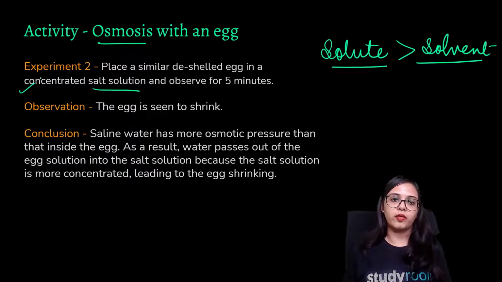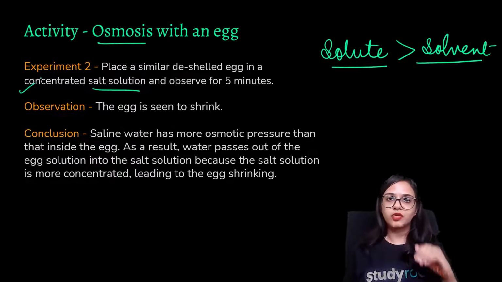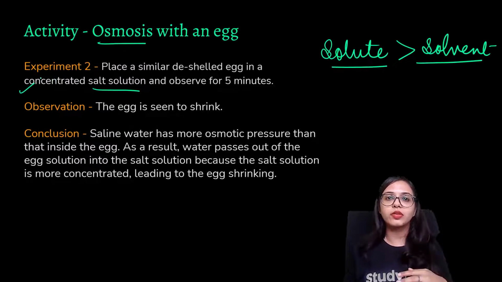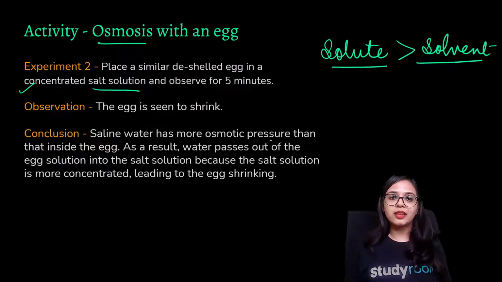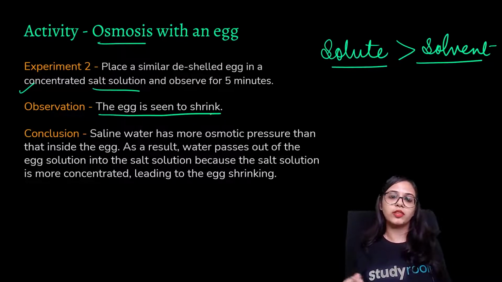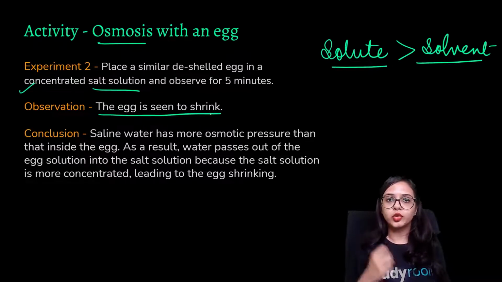And since there is less solvent, so what happens is that since osmosis takes place from high concentration to low concentration, inside the egg there is a higher concentration of solvent than outside the egg. All right. That is why water or the solvent particles will flow from the egg towards outside. All right. So the saline water has more osmotic pressure than inside the egg. As a result, water passes out of the egg solution into the salt solution because the salt solution is more concentrated, and that is why, because the egg is losing water, instead of being in its normal shape, or instead of swelling up, it is observed to shrink.